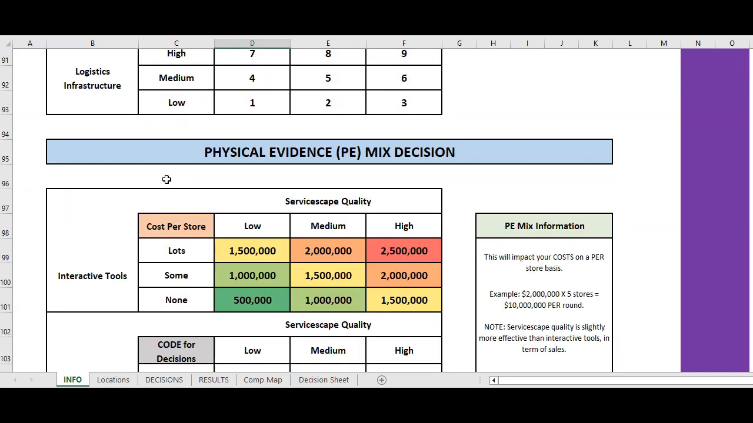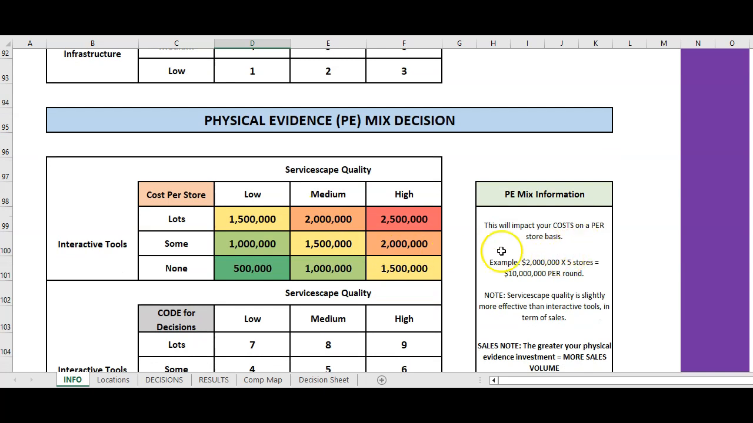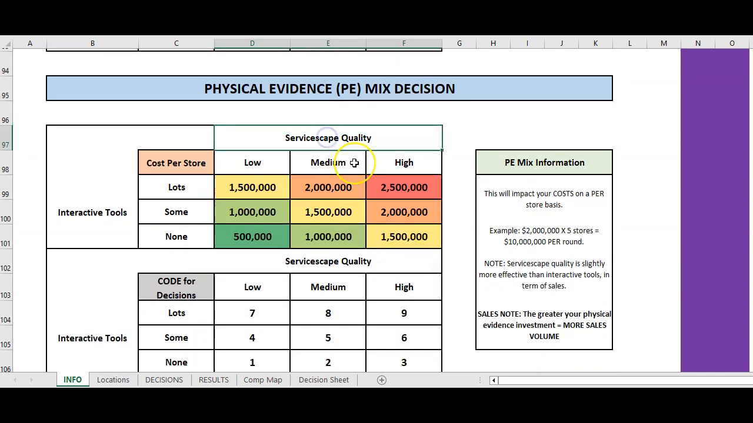And then finally we have physical evidence, which I've shortened to PE in the decision sheet. This is on a per store basis. Servicescape: the design of the store, the look of the store, the atmosphere of the store, low, medium or high, and are we going to have interactive tools in the store? So they're the marketing mix decisions.